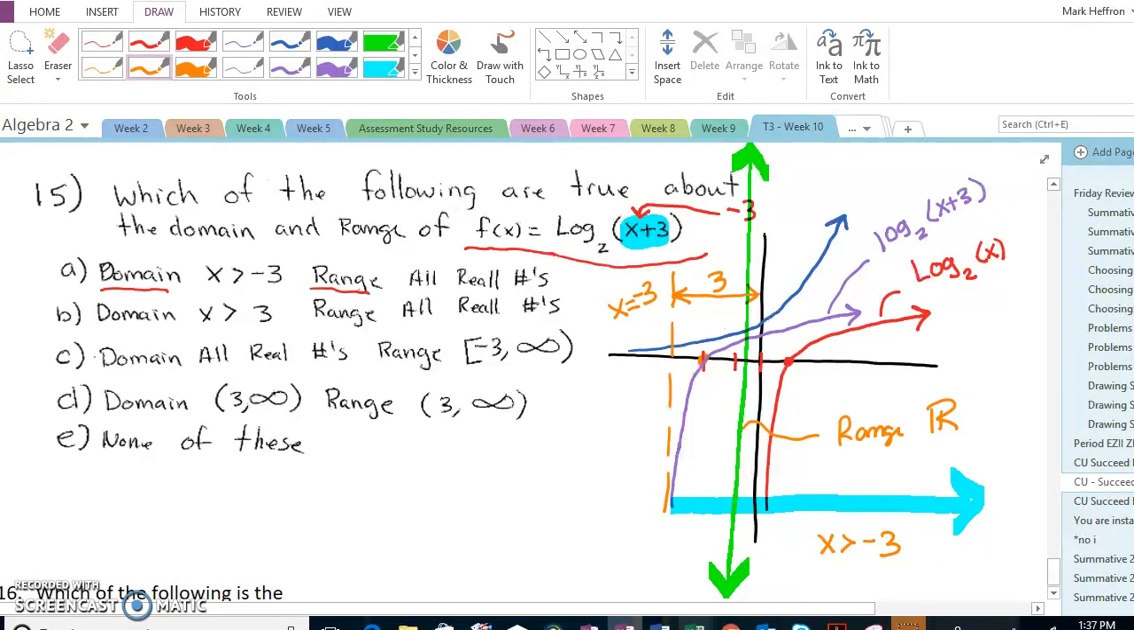So now we look at our answer choices. Looks like A has a domain x is greater than negative 3 and a range all real numbers. None of the others can be true.